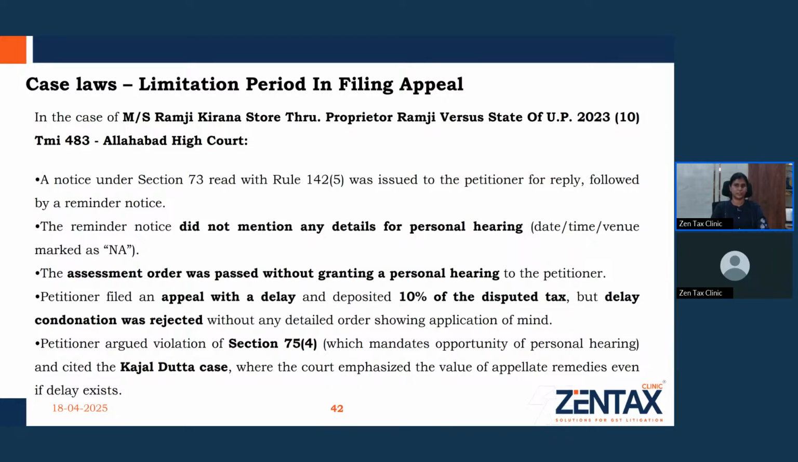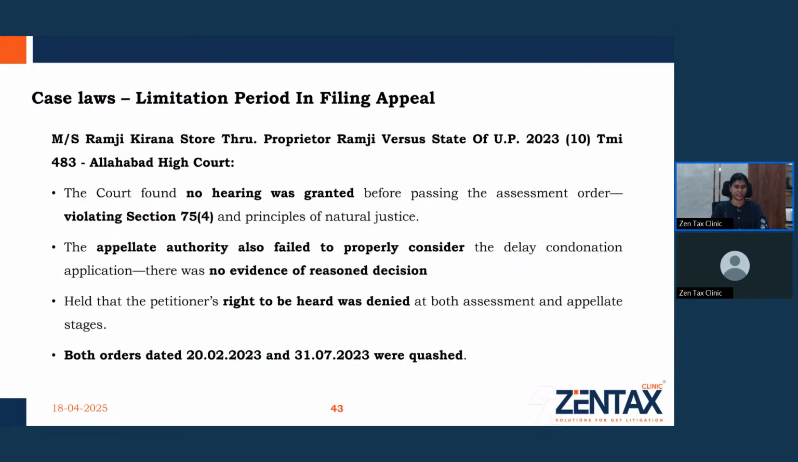Here, the petitioner has argued that there was a violation of Section 75(4), which mandates opportunity of personal hearing, and they have also cited some case laws. So the court has accepted that no hearing was granted before passing the assessment order. So this is in violation of Section 75(4) and principles of natural justice.